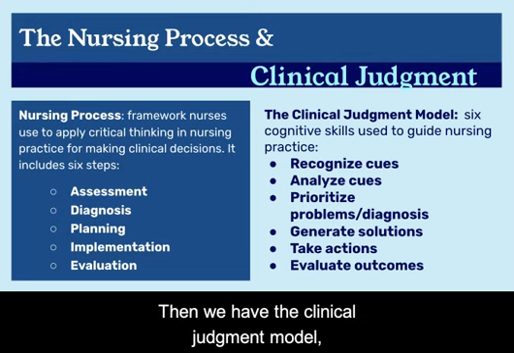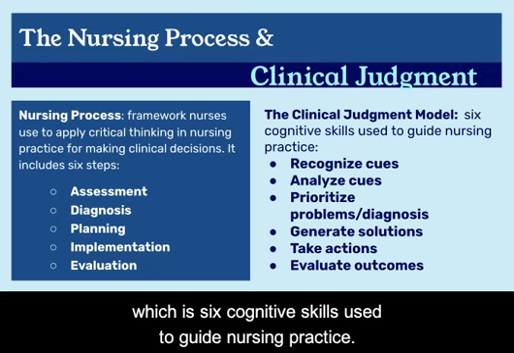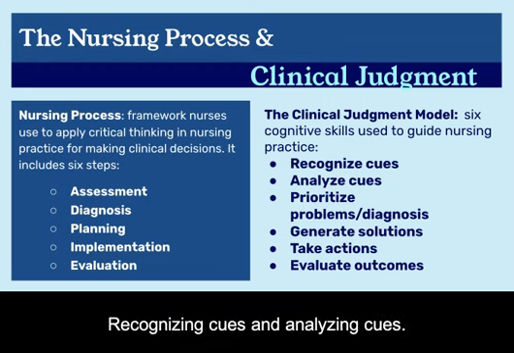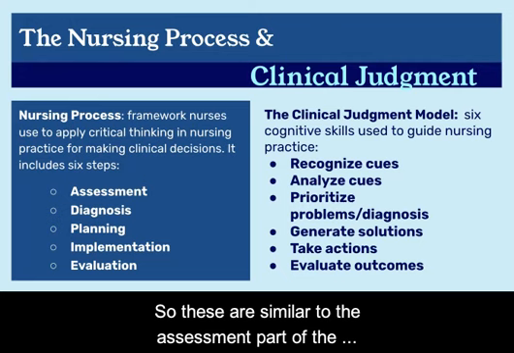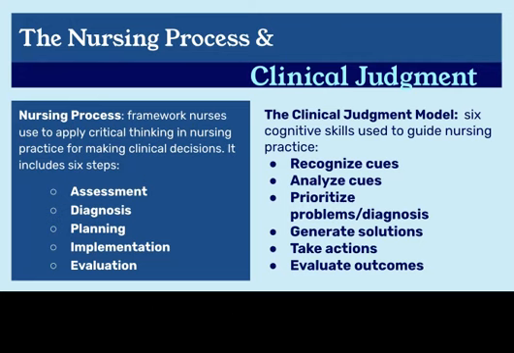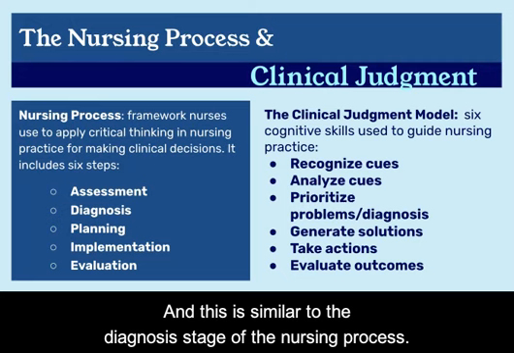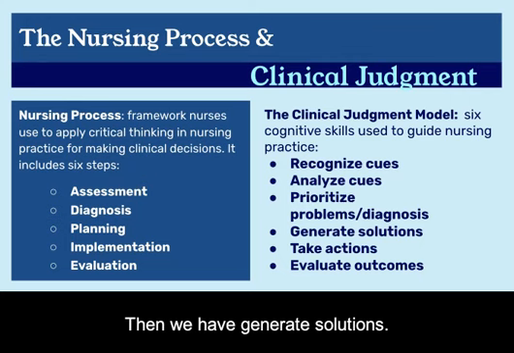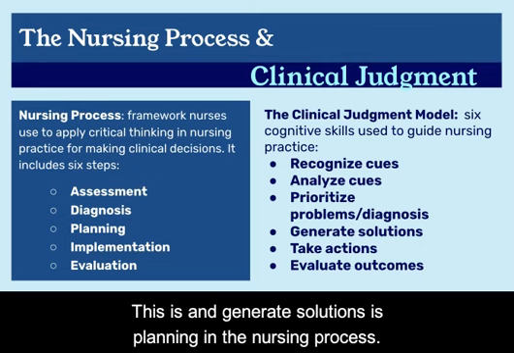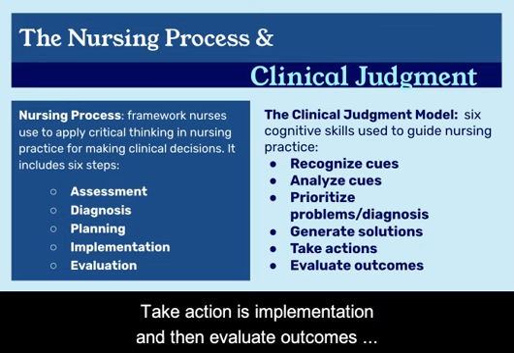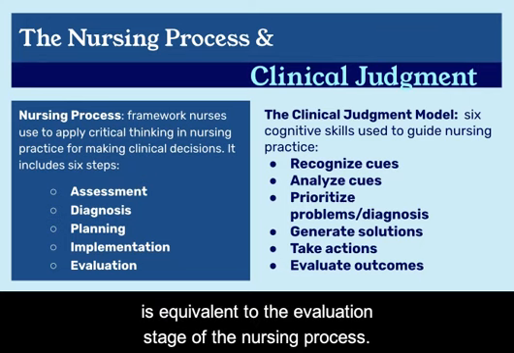Then we have the clinical judgment model, which is 6 cognitive skills used to guide nursing practice: recognizing cues and analyzing cues. So these are similar to the assessment part of the nursing process. Then we have prioritize problems and diagnosis. And this is similar to the diagnosis stage of the nursing process. Then we have generate solutions. Generate solutions is planning in the nursing process. Take action is implementation, and then evaluate outcomes is equivalent to the evaluation stage of the nursing process.